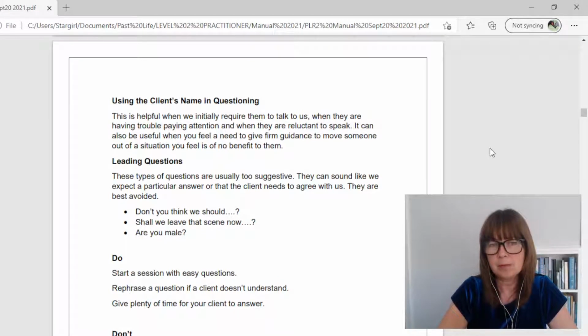Are you male? I think we can get away with that question sometimes if we're very well established, or maybe we're scoring them like an 8 or 9 or something, and that's readily available. But that could be leading, so be careful with that sort of thing.